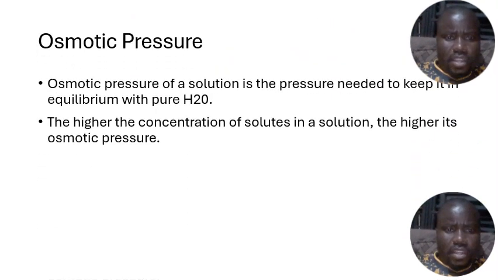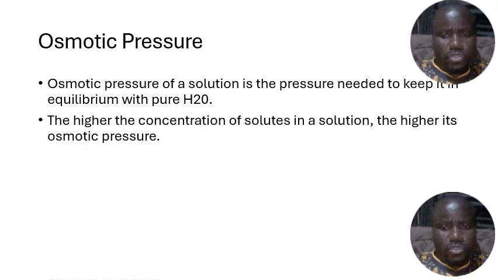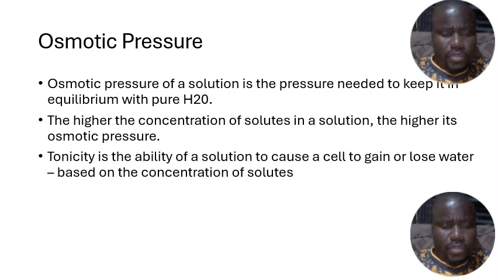Because of this, we tend to see that a solution can attract more water based on the fact that it has more solutes. And the ability to attract more water in that environment is called osmotic pressure. Also, there is a term called tonicity, which is the ability of the solution to cause a cell to gain or lose water based on the solute concentrations.